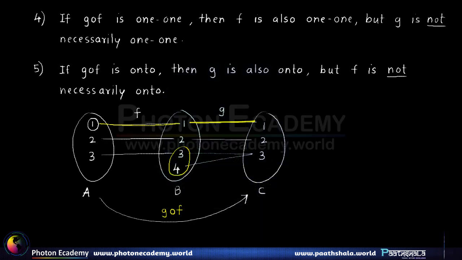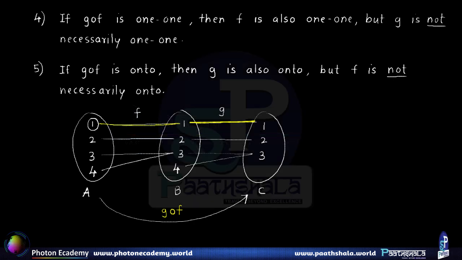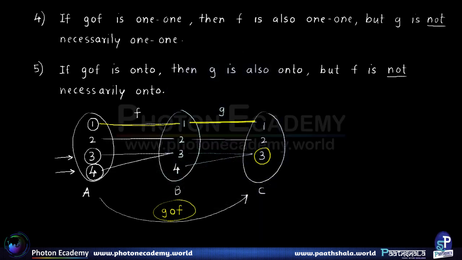Now if you want to invalidate this, it may happen that, for example, suppose we add one element in the first set, and let us consider that this also gets mapped to the value 3. Then what will happen is, in the first set both of the values 3 and 4 will get mapped to the value 3 in the composite function. So then it won't be a 1-1 function. Therefore it violates the given property. So therefore the property is true.